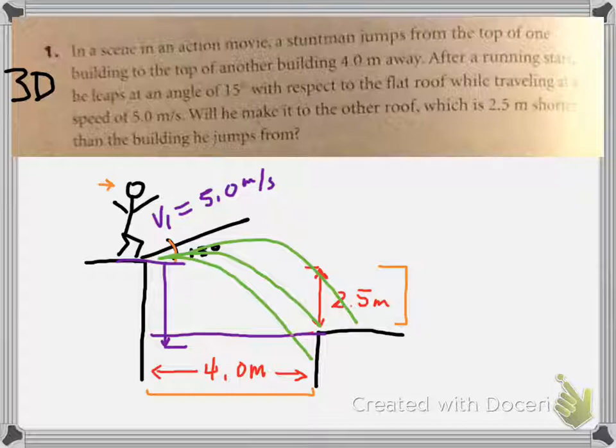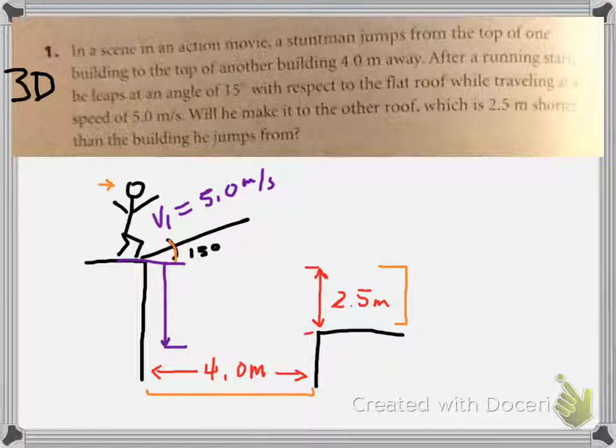If delta y is less than negative what number, they'll land on the roof? Let me erase all these ugly green lines. It's got to be less than negative 2.5. That means that they get to the 4 meter mark and they still have room to come down on that roof.